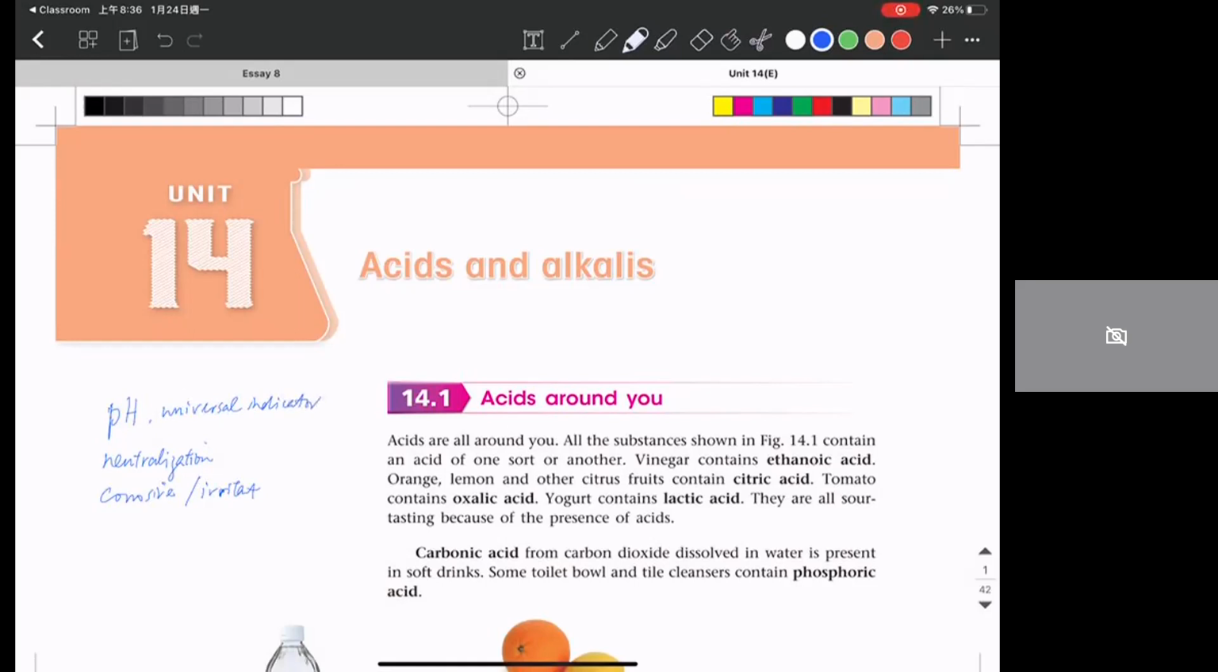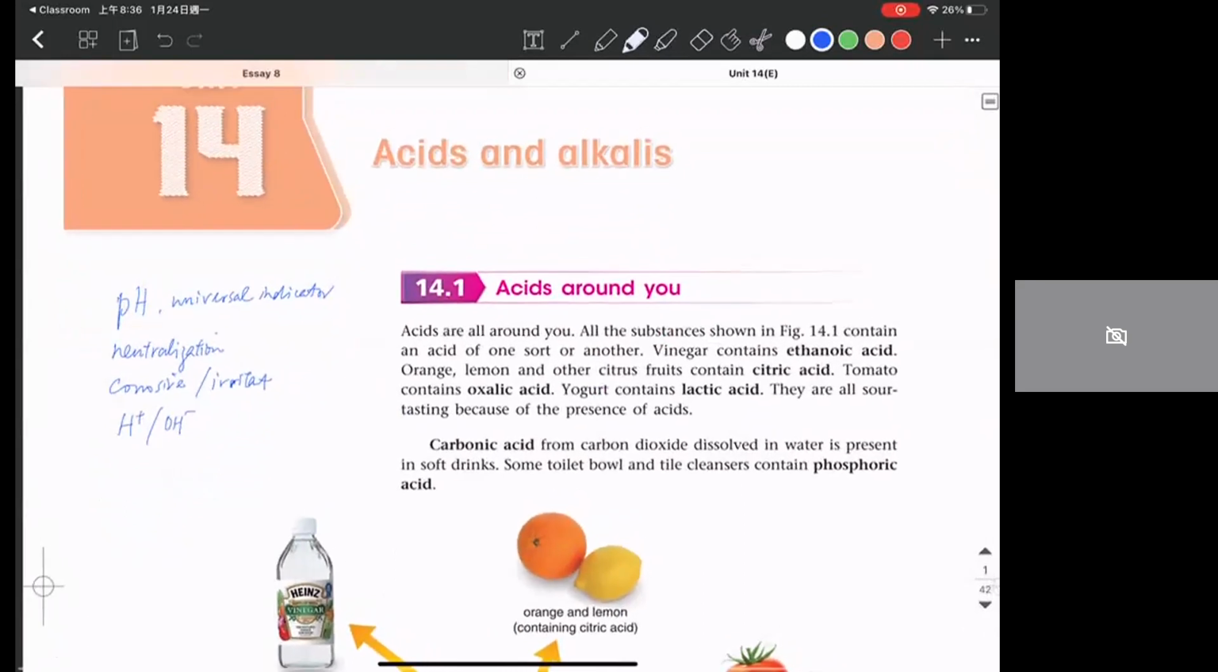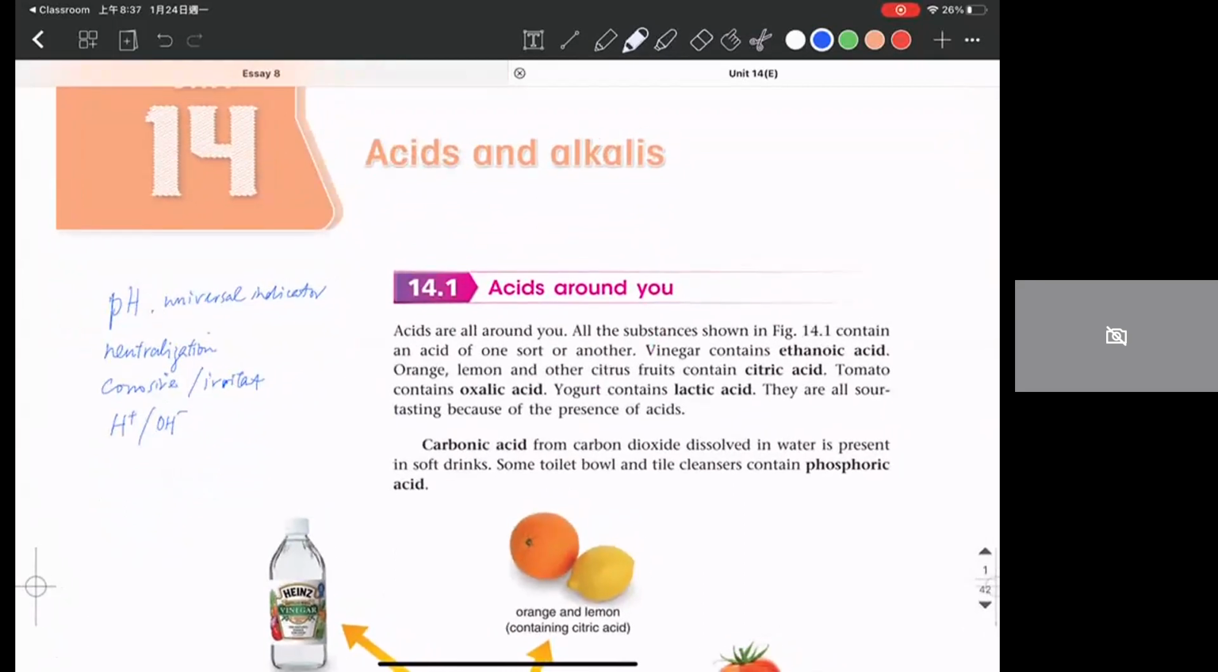Corrosive, irritant, and I see one term: HNOH. So what does that tell you? HNOH, you mean this? So what makes those hydrogen ion, hydroxide ion in the chemical? You just heard something about this, right? Yes. Now it doesn't matter.